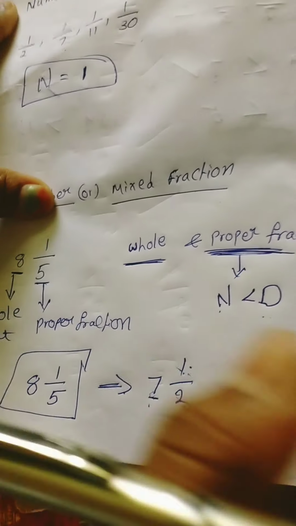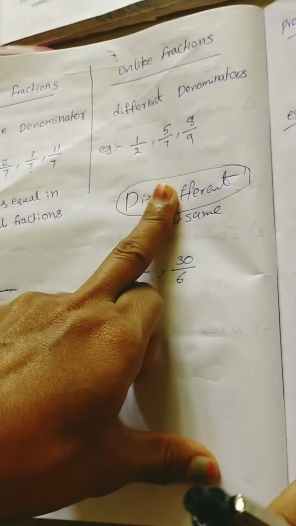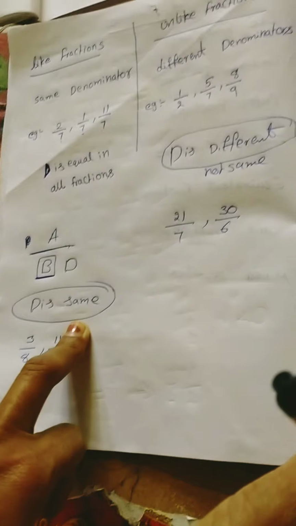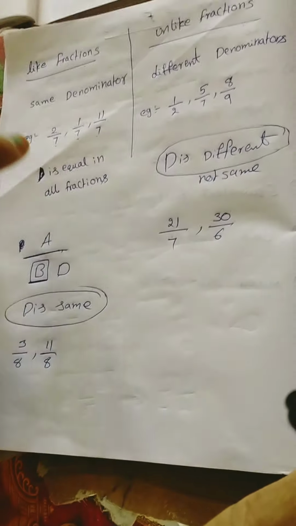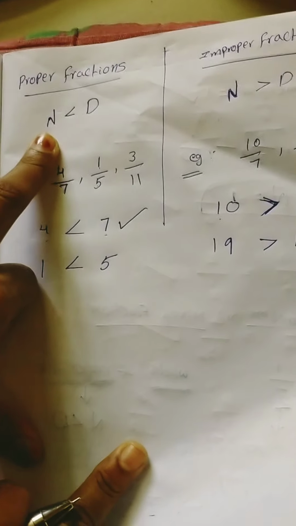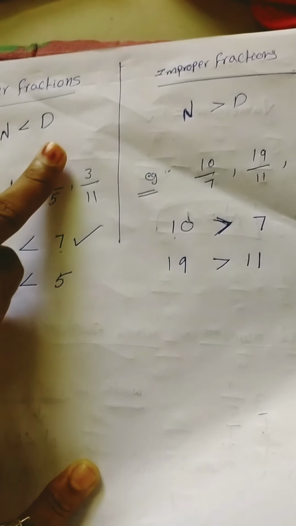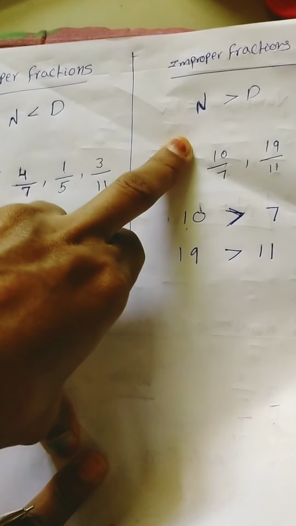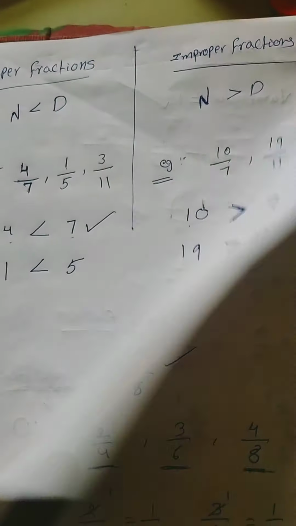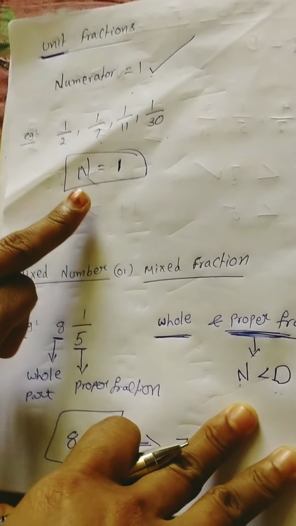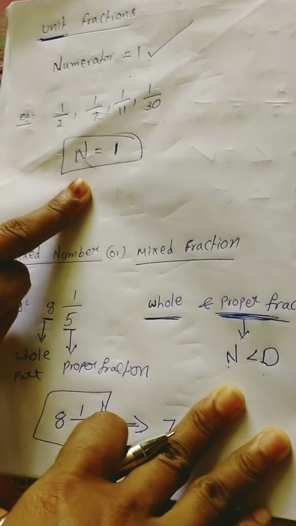So how many types of fractions? Here one is like fraction and one is unlike fraction. Like fraction means the denominator is same. Unlike fraction means the denominator is different. What is the proper fraction? Proper fraction means always the numerator is less than the denominator. What is improper fraction? Improper fraction means always the numerator is greater than the denominator. What is unit fraction? Unit fraction means always the numerator is equal to 1.